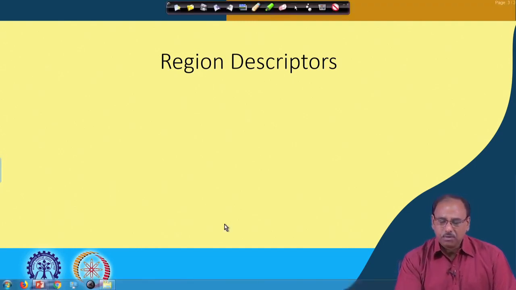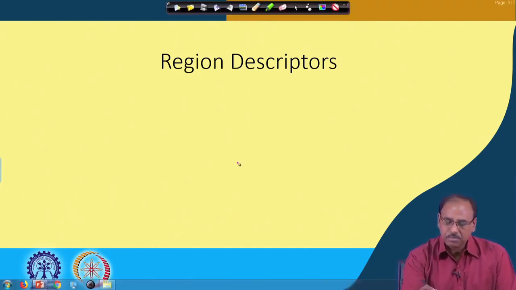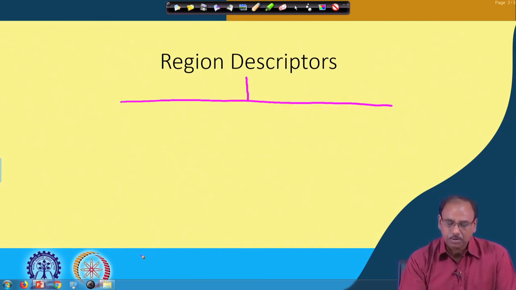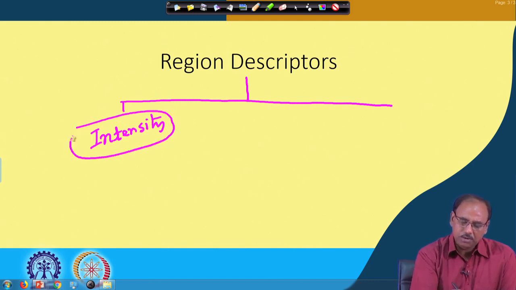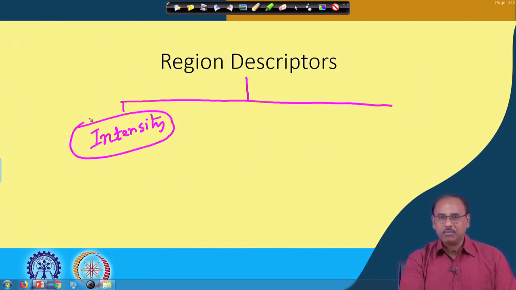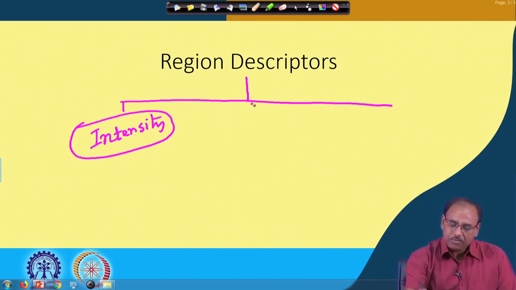As we said before, when we talk about region descriptors, I am concerned about extraction of three types of information. One is the intensity or the intensity profile, which is one of the pieces of information of the region that I want to capture. The second kind of information that I will be interested in is the texture.